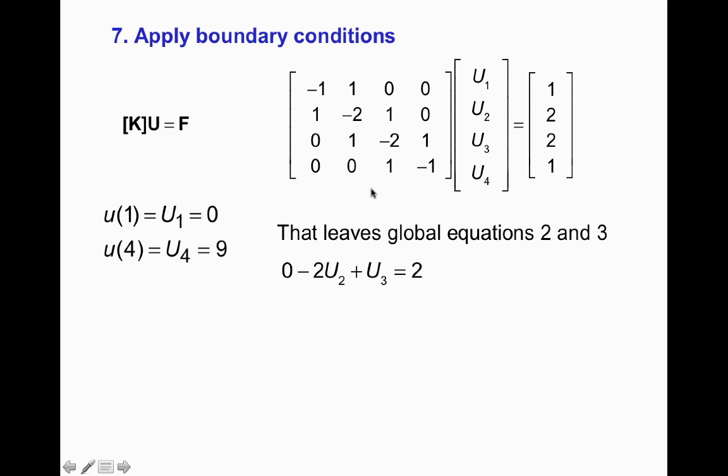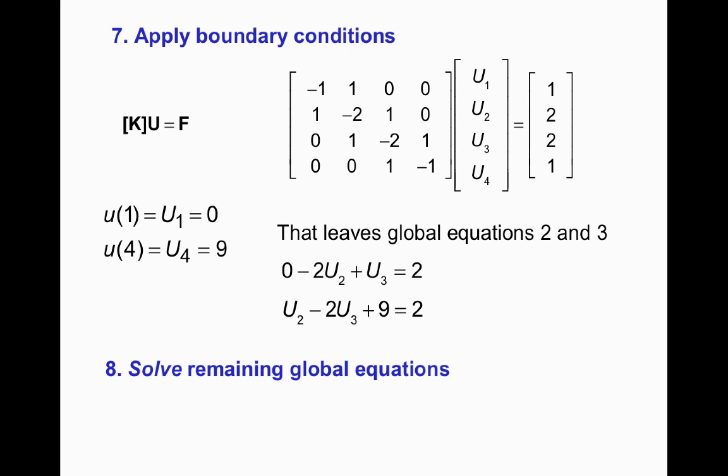So if we write out the equations for U2 and U3, taking into account that we know what U1 is, then we would get that 1 times U1, which is 0, minus 2 times U2, plus 1 times U3, plus 0 times U4, which is 9, is equal to 2. So taking into account the fact that we know U1 and U4, equation 2 becomes -2U2 plus U3 is equal to 2. And similarly, for the third equation, we'd have 0 times U1, plus 1 times U2, minus 2 times U3, plus 1 times U4. Now U4 is 9, so we get plus 9 here, is equal to 2. So we can now take this 9 and subtract it from the right-hand side to get U2 minus 2U3 is equal to -7.